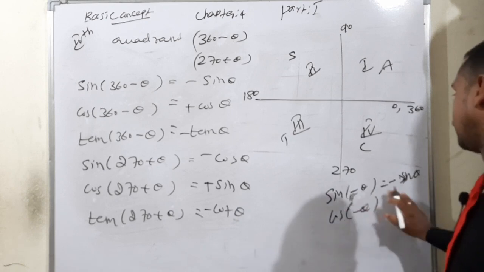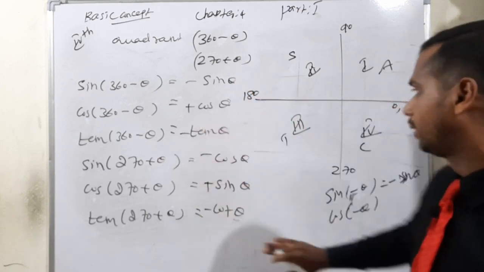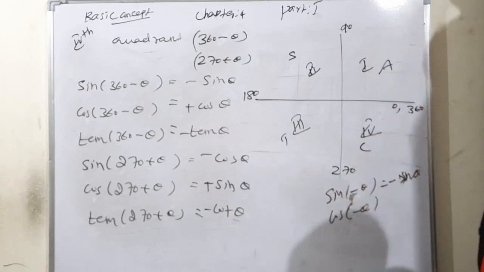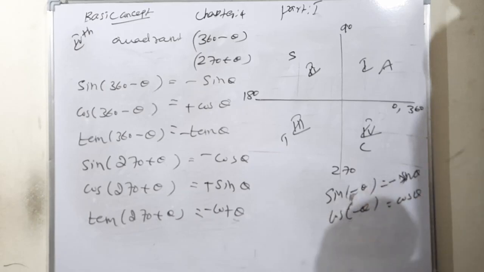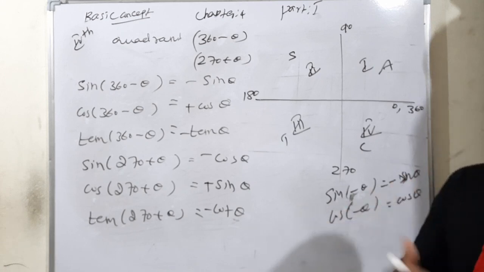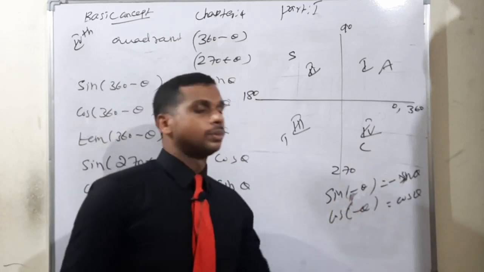Therefore sin of 360 minus theta is equal to minus sin theta, as well as cos of minus theta is equal to cos theta, because it lies in the fourth quadrant. Fourth quadrant means what? Only cos is positive. Therefore cos of minus theta is equal to positive cos theta. Why? Cos of 360 minus theta lies in the fourth quadrant. All Silver Tea Cup: fourth quadrant, only cos is positive. Okay, these two points are also important.